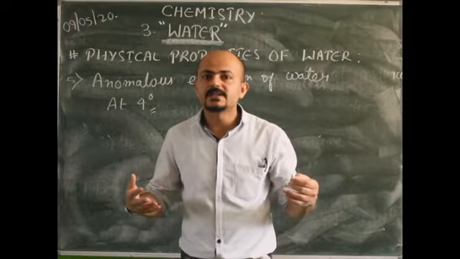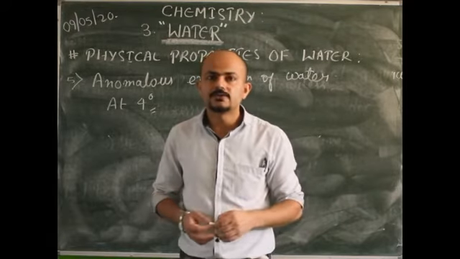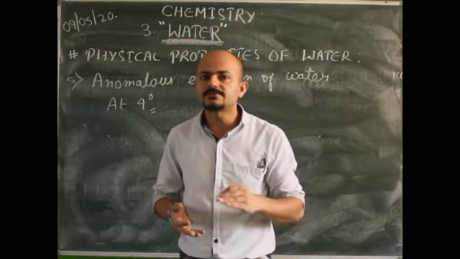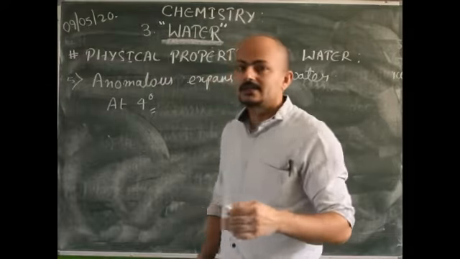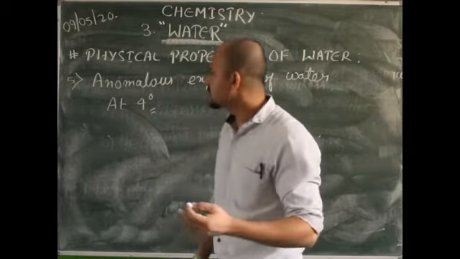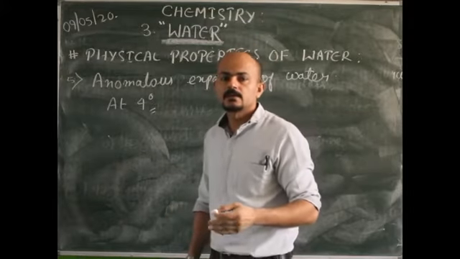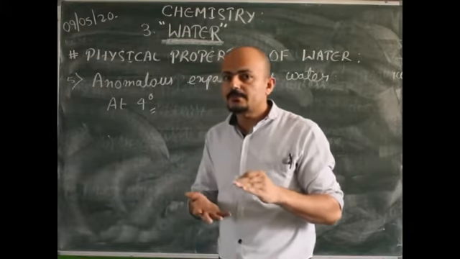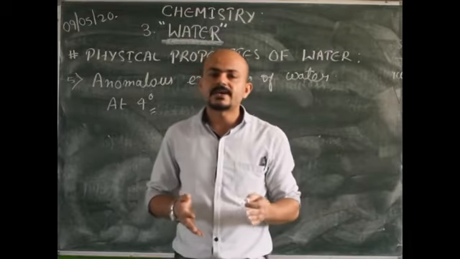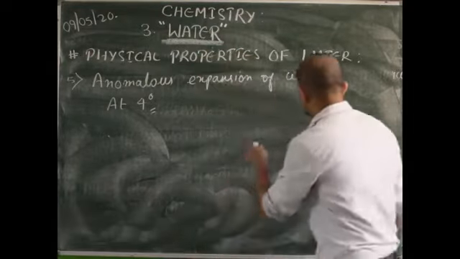the atmospheric temperature is below 0 degrees centigrade. Yes or no? So what happens over there? The surface of water gets frozen. As a result, what will happen? So, as a property, which property? Anomalous expansion of water. What will happen?